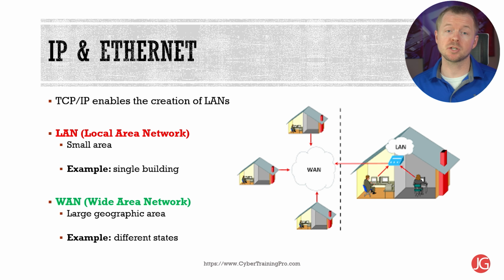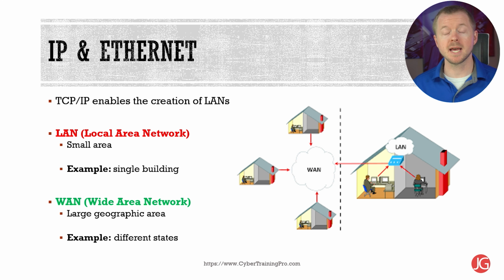One of the most common examples of the application layer in action can be seen when you actually look at an HTTP header. TCP/IP enables us to create small connected networks called LANs, or local area networks. We can also connect those smaller networks together in a WAN, or a wide area network.